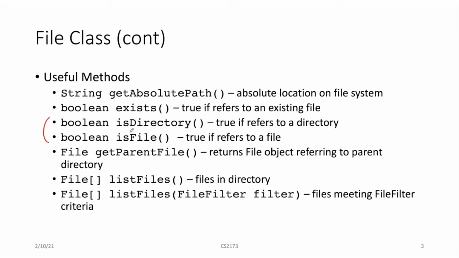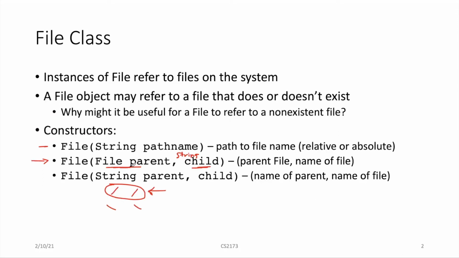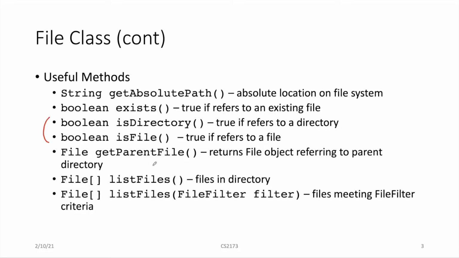These two Booleans are very useful because, as I said, a File object can refer to either a directory or a file. This way I can check to make sure that this File object is a directory if I expect it to be, and this can come in if I'm creating or reading something in a directory. I want to make sure it's actually a directory, because from a programmatic standpoint, I can't tell without checking whether a File object refers to a file or a directory.